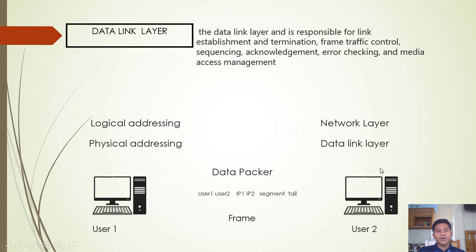So let's move on to the data link layer. The data link layer is responsible for link establishment, frame traffic control, sequencing, acknowledgement, error checking, media access, local addressing, and physical addressing, between the network layer and data packets. You can see the frame here.